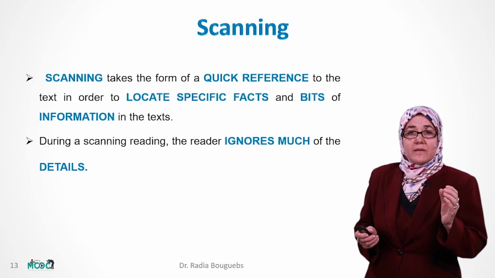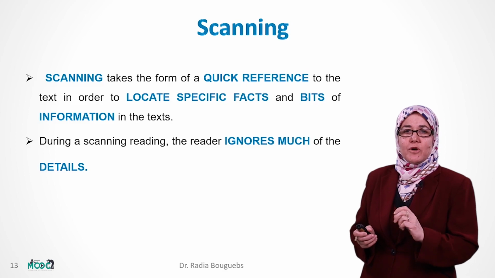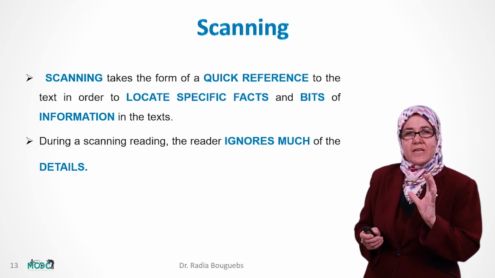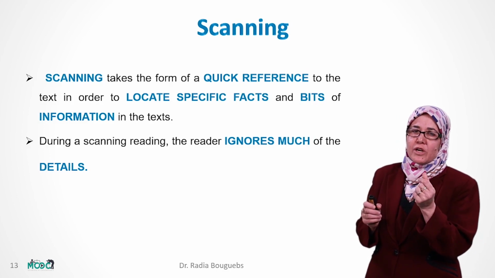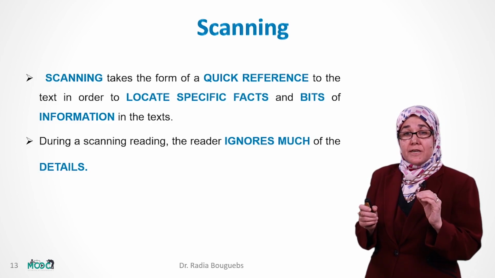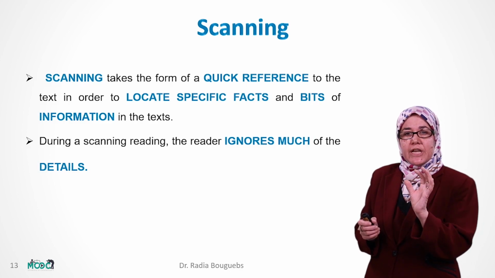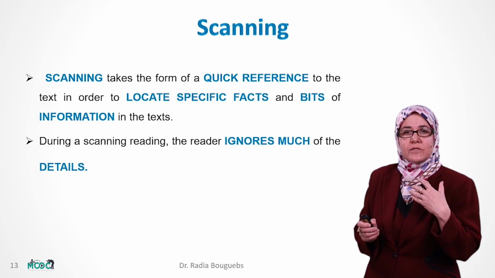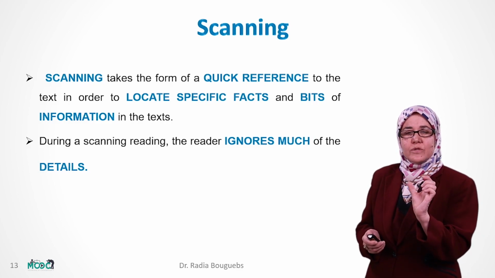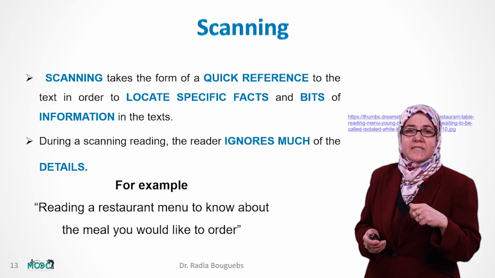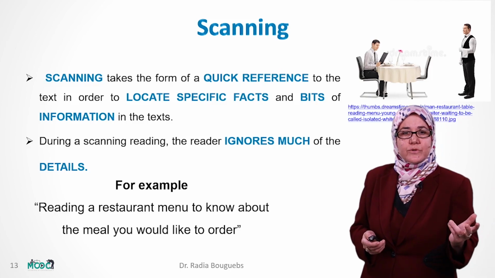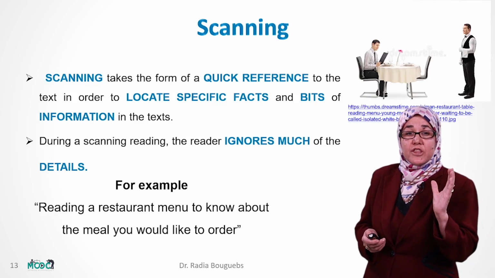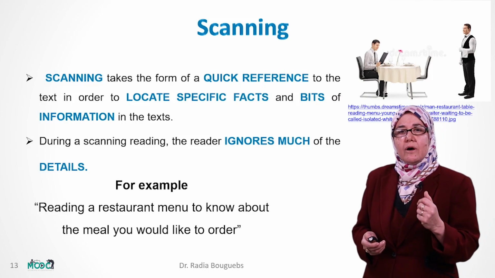Okay, let's take the second type of reading, which is scanning. Different from skimming, scanning takes the form of a quick reference to the text, meaning the reader's intention is just to locate specific facts or small bits of information in the text. During scanning, the reader ignores much of the detail because the intention is focused on those facts. An appropriate example is when we are at a restaurant reading a menu just to know about the meal we would like to order.